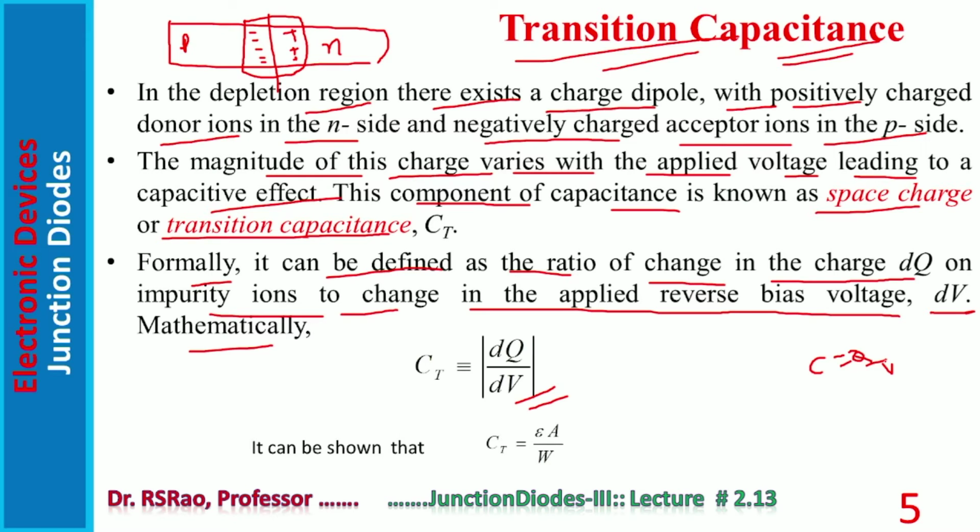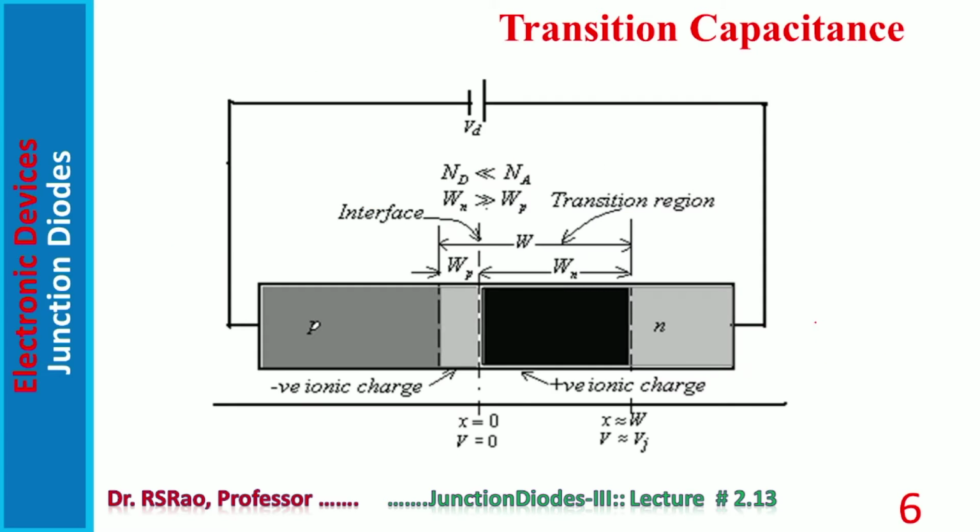Almost all are defined under incremental or differential conditions. It can be shown that Ct is equal to epsilon A by W for a step graded junction. Epsilon stands for the permittivity of the semiconductor. A diode is made with one or other semiconductor, and that semiconductor must have a certain permittivity. Epsilon corresponds to the permittivity of the semiconductor, A is the cross-sectional area, and W is the width of the transition region. Here is explained transition capacitance.